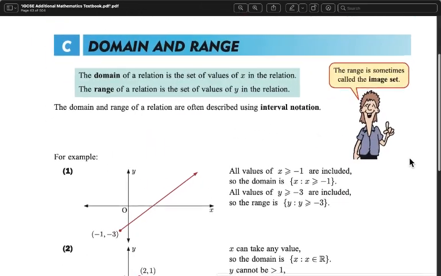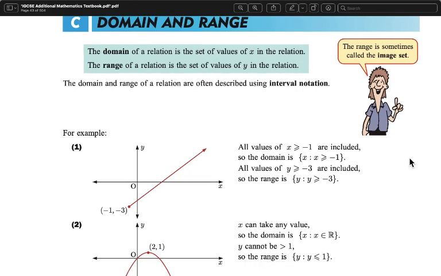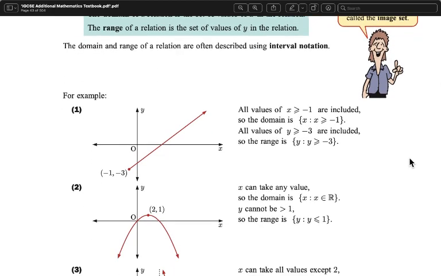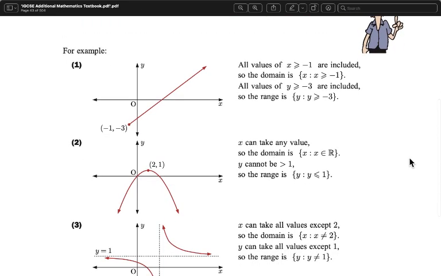And for domain and range, the domain is the set of x values that may be used in this equation, and the range is the set of y values that can be obtained from the relation.